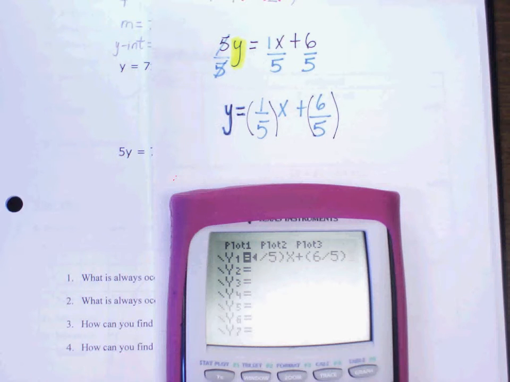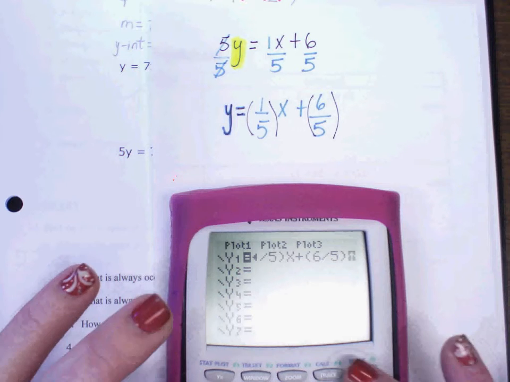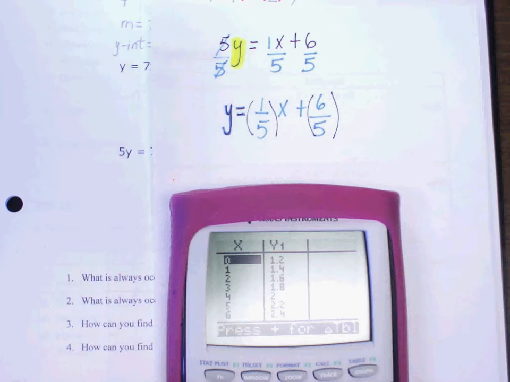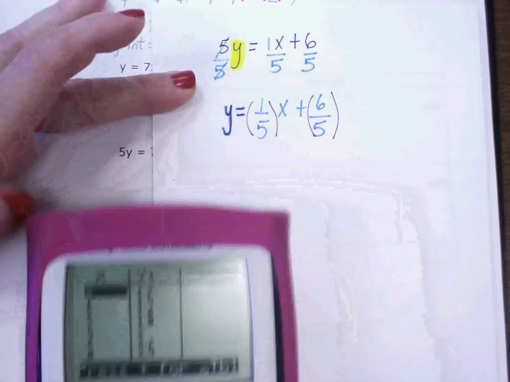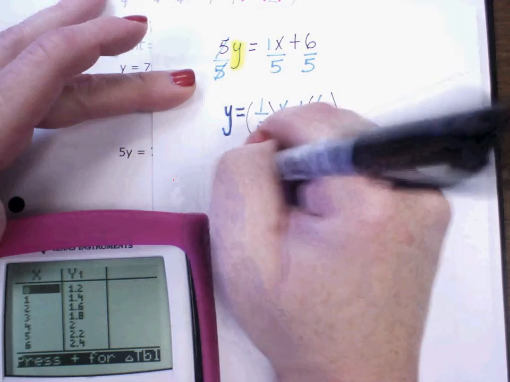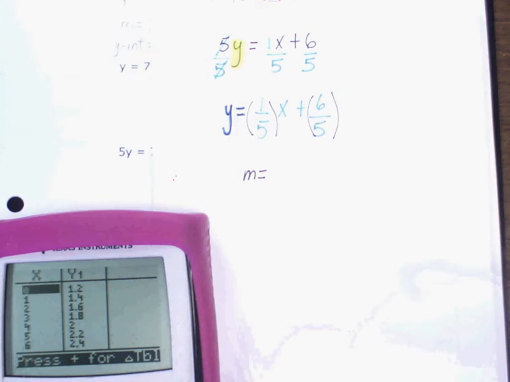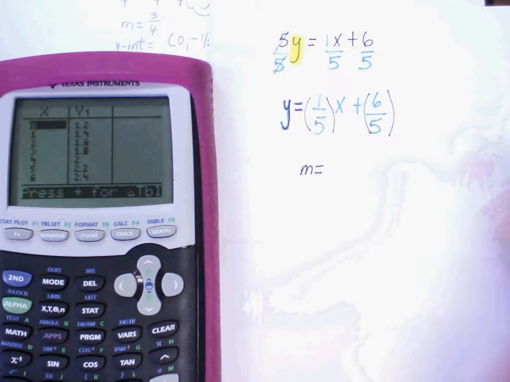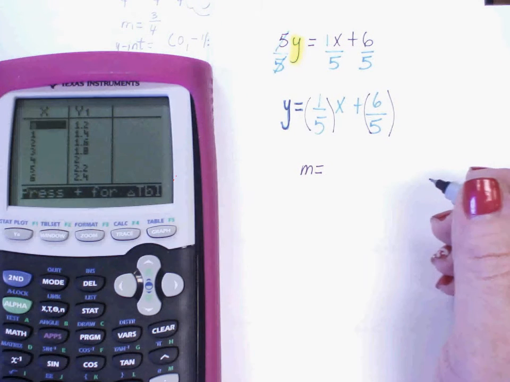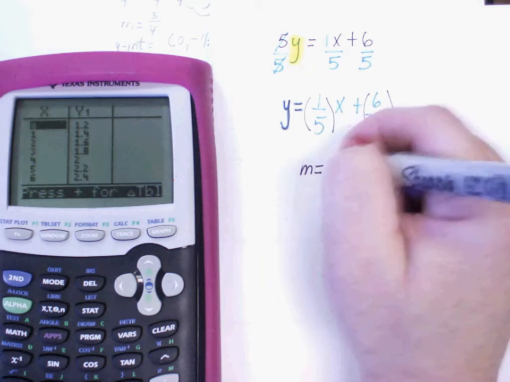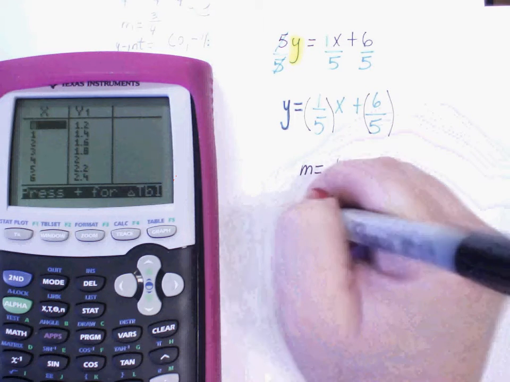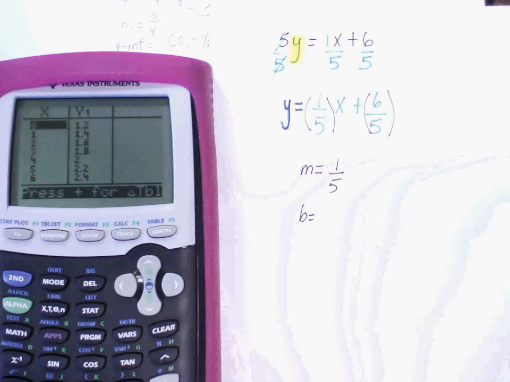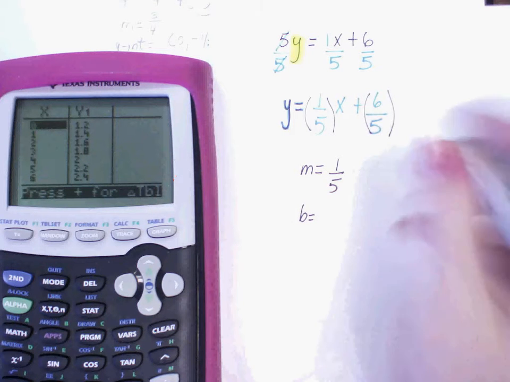So 1/5 x plus 6/5. And then I'm going to the table, right? All right, so what's my slope? I have my slope from the equation, I'm sorry. What's my slope? 1/5. What's my y-intercept? Okay, but we're not going to write it like that. How are we going to write it?